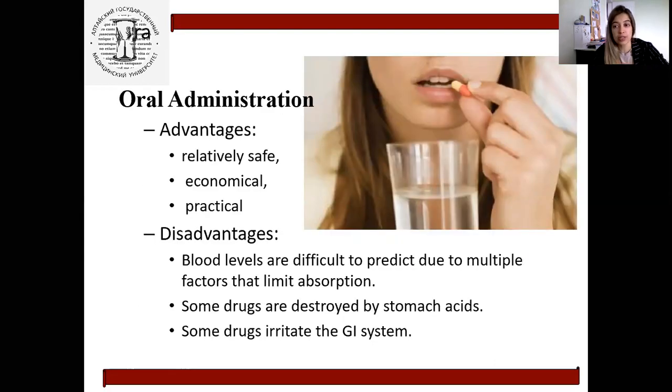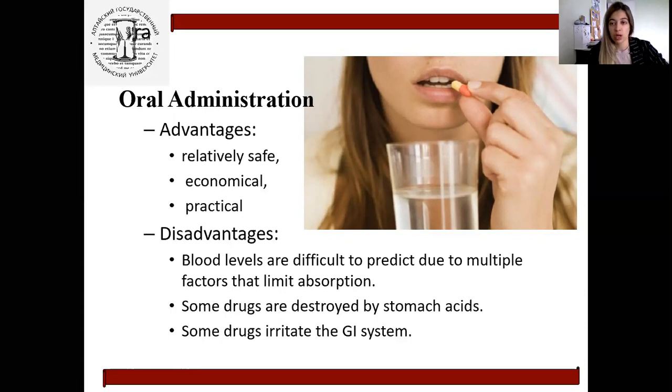Oral administration. As I said, this is the most popular. Why? Because it is relatively safe, doesn't injure the body membranes or skin. It is economical. You don't have to spend extra money on syringe or something. It is practical because it is easy. The patient can just take without any special help. But disadvantages: blood levels are difficult to predict due to multiple factors and limit absorption.